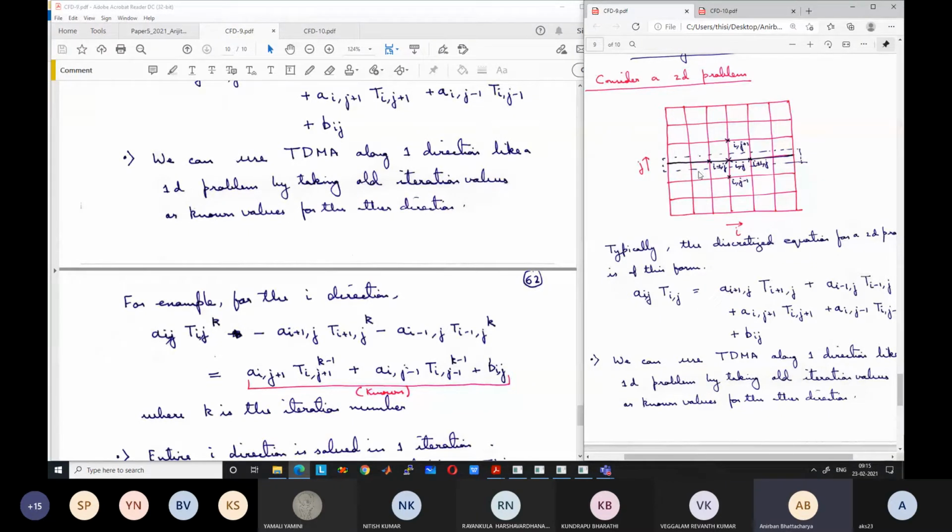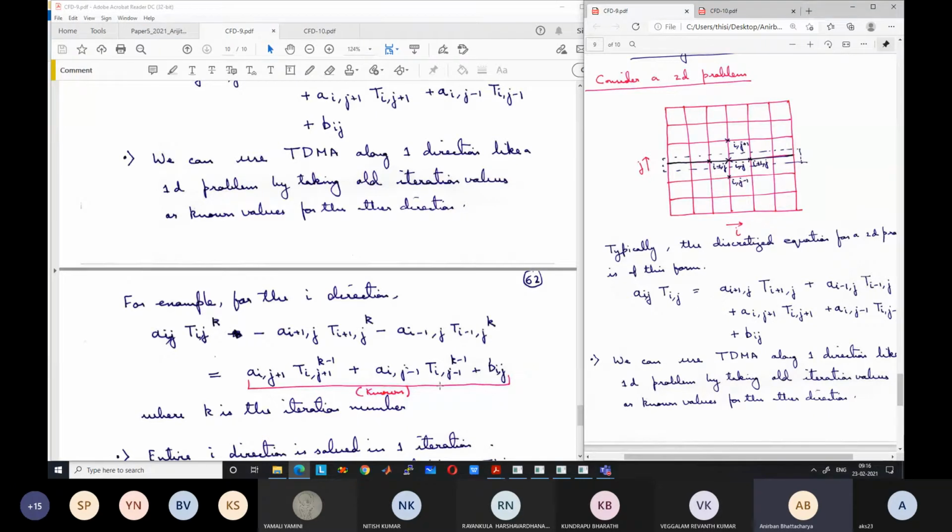So all the a_ij values, meaning the coefficient a values, are known and b values are known, plus the k minus 1 iteration values are known. So we only have unknowns which are the kth iteration values. Now we have three unknowns along this direction. Everything else can be clubbed together in a single term, like we have done for our TDMA.